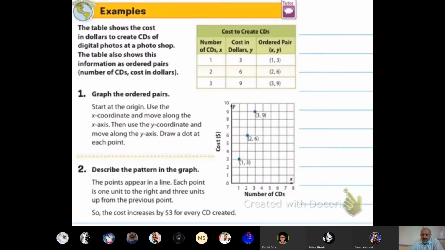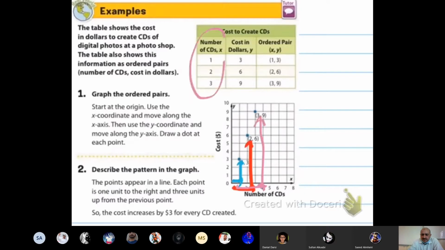Think about your equivalent ratios that we just talked about in our last video. It would be 2, 6. For every 2 CDs, we have to pay $6. 3 CDs would cost $9. And when we graph that, we do it as 1, 3. We go over 1, up 3. The next one is over 2, up 6. The next one is over 3, up 9.